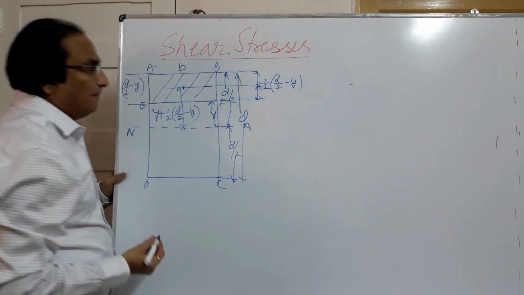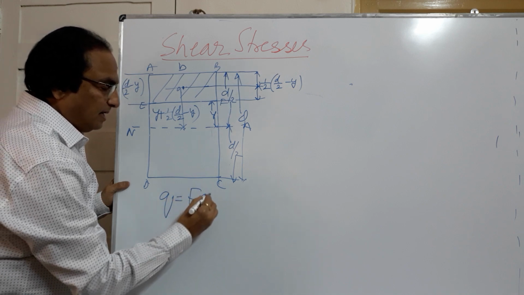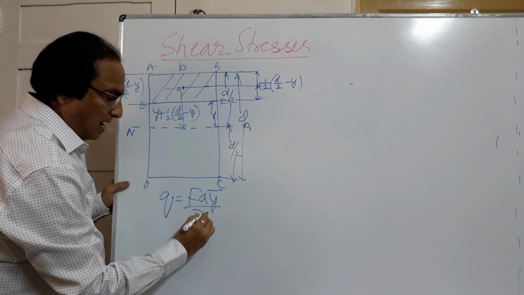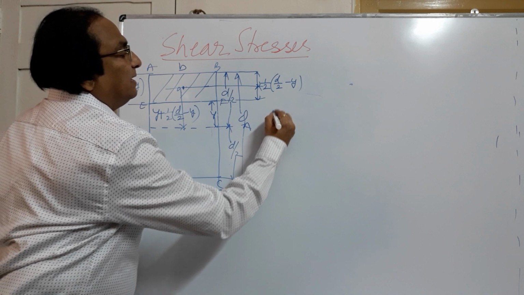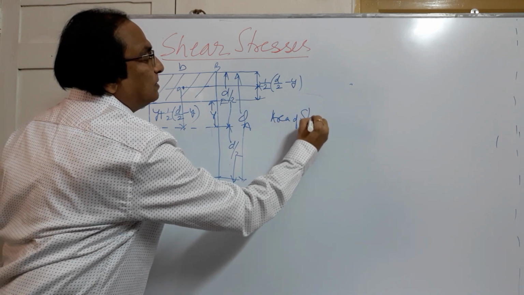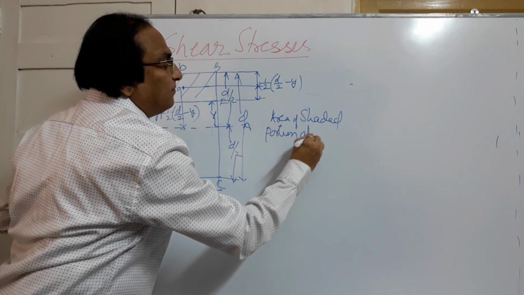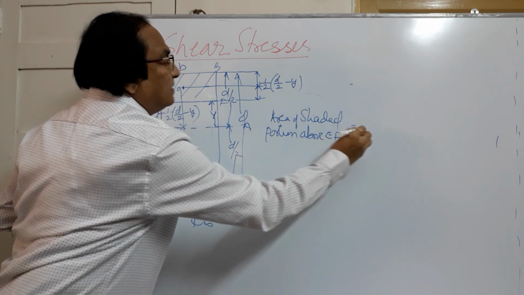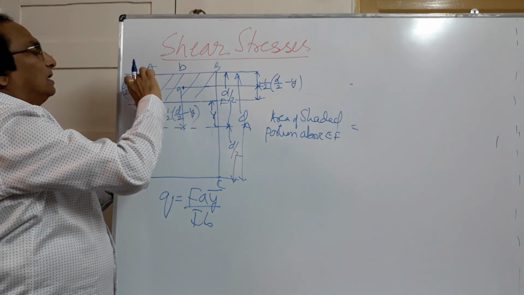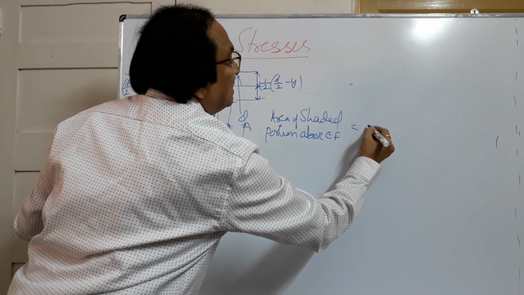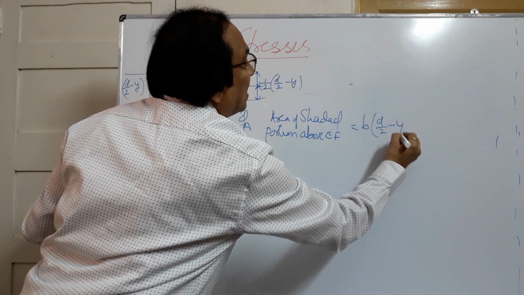Suppose here we take the shear stress formula, which is given by F A y bar divided by I B. So let us take the area of the shaded portion above EF, that is this area. So this area will be B into D by 2 minus y.